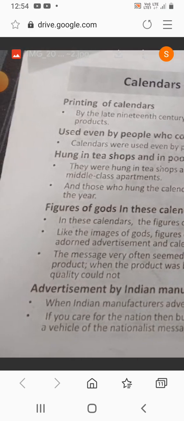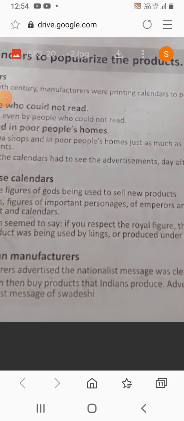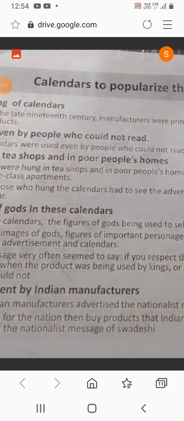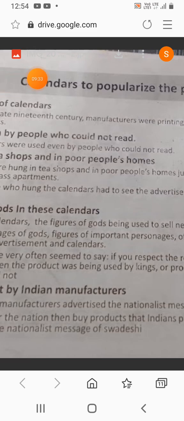Actually one of the teachers has made it, I am just showing it, but you have to make it on your own. If your teacher makes it, then it is well and good. If the teacher does not make it, then you need to make it on your own. Try to understand this. You have to make point headings. It is the easiest and simplest way in subjects like social science.